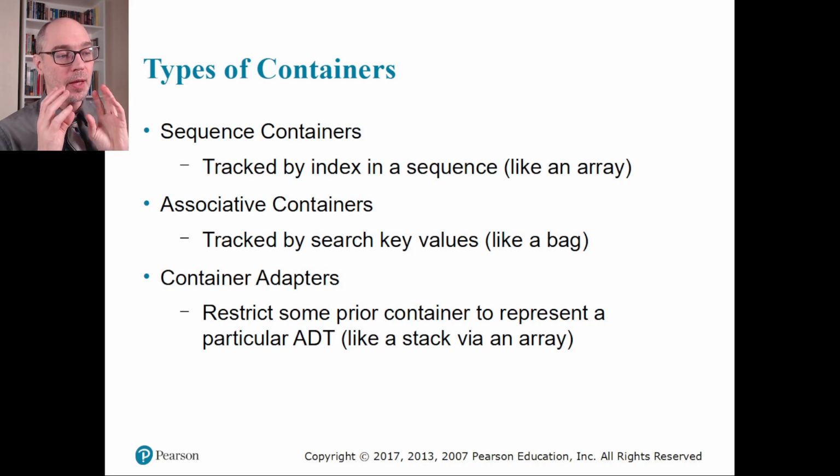A bag is supposed to be just a bunch of stuff and you don't care about the ordering of it. So for things where you don't care about the indexing or the ordering, that category is referred to as an associative container. It's a bunch of stuff that has some kind of association to it, but you don't track them by index. Instead, you track them by the value, by the key values. So with our bag ADT, the only thing you could do is just look up and say, is this value in the bag? Yes or no.